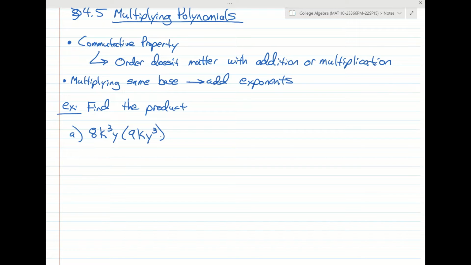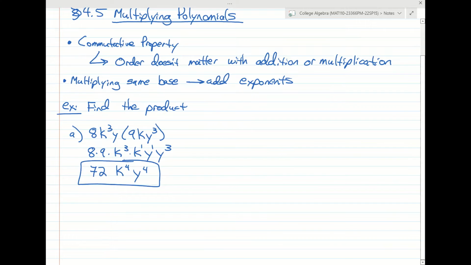We're multiplying the two of these together, and some of you might be able to just tell me what the answer is. One thing that I like to do is I rearrange using the commutative property. So I'll just write this where it's 8 times 9 times k to the third times k times y to the third. So I'll just group them by similar terms. 9 times 8 is 72. K to the third times k to the first is just k to the fourth. And y to the first times y to the third is y to the fourth.